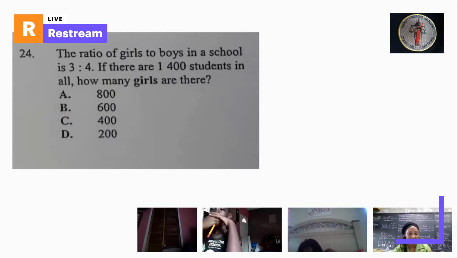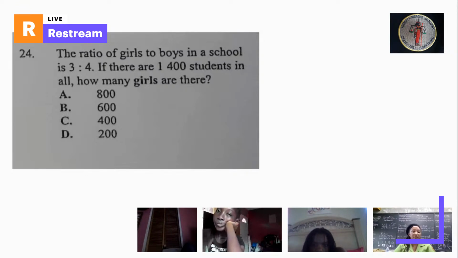Who wants to take this one? Anybody? John and Amari are saying 600. Anyone on the screen wants to explain how they're approaching this question? Legion Day says 600.